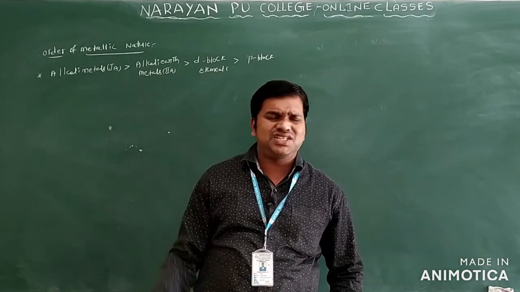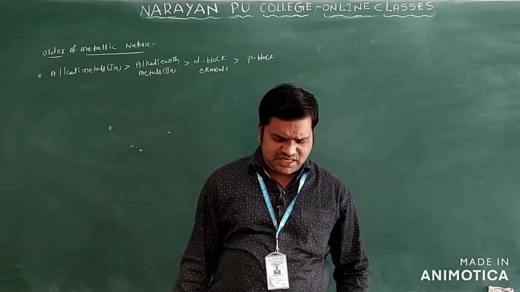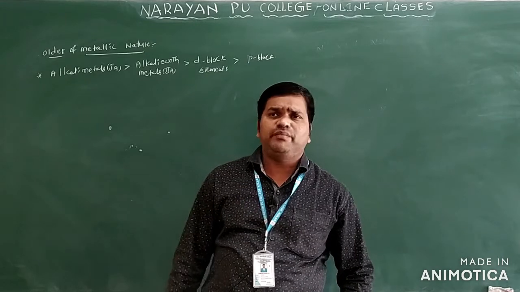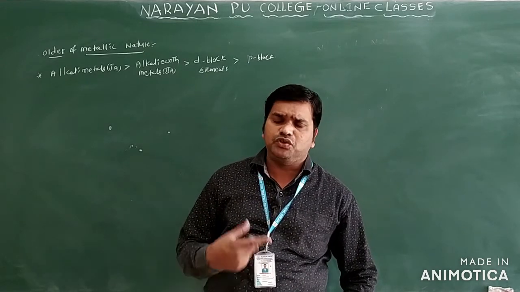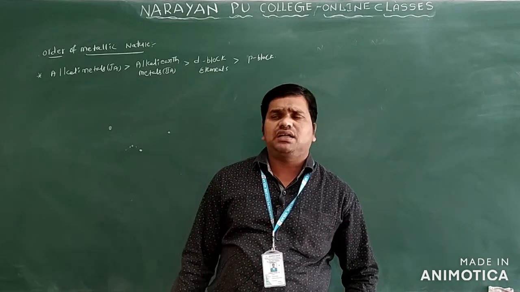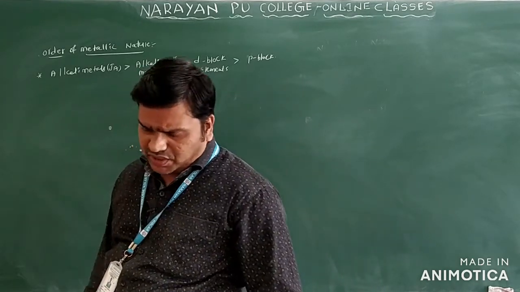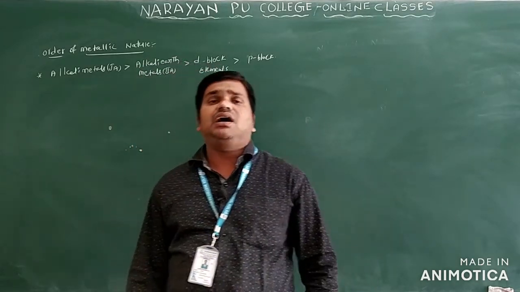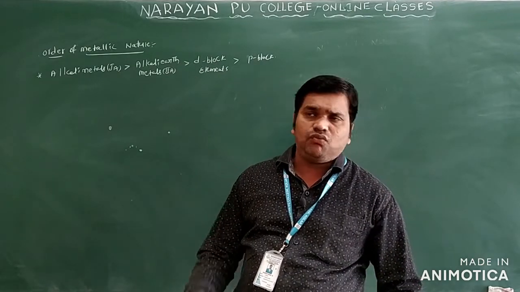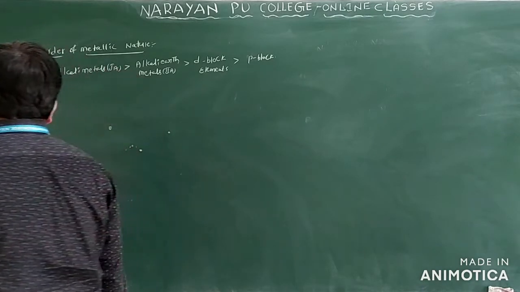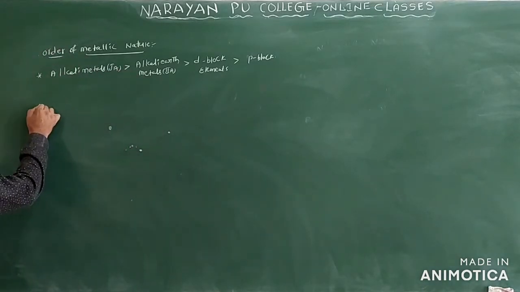If you study the properties group wise, you can easily identify which group has all metals, or a few metals and a few non-metals. Then we can see the next concept: along with metals and non-metals, one more category exists, called metalloids.